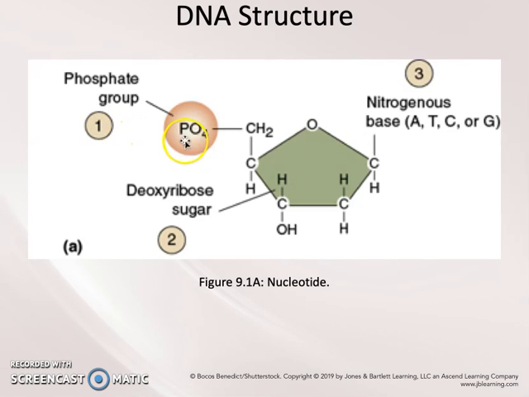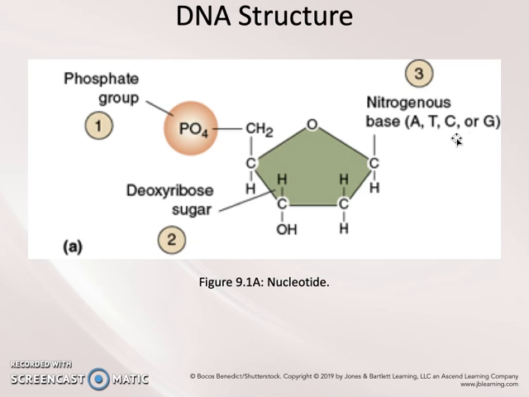Here we have the basic deoxyribose sugar. Deoxyribose sugar is found in DNA, hence the name deoxyribonucleic acid, phosphate, and a nitrogenous base. All nucleotides contain these first two components, the sugar and the phosphate. What makes the different nucleotides different from each other is the nitrogenous base. In DNA, it's either A, T, C, or G, otherwise known as adenine, thymine, cytosine, and guanine.